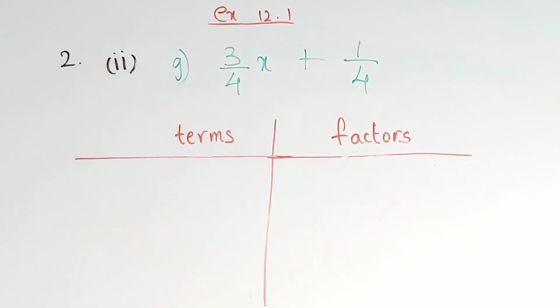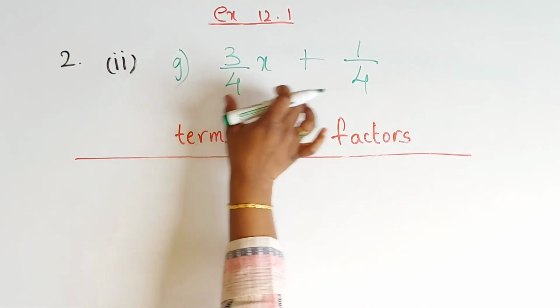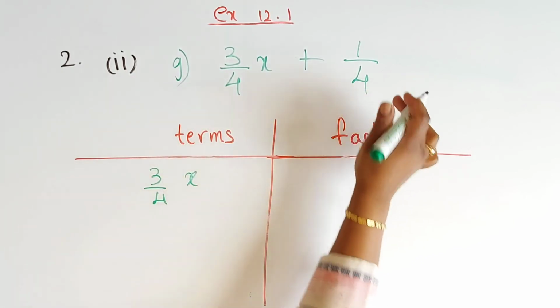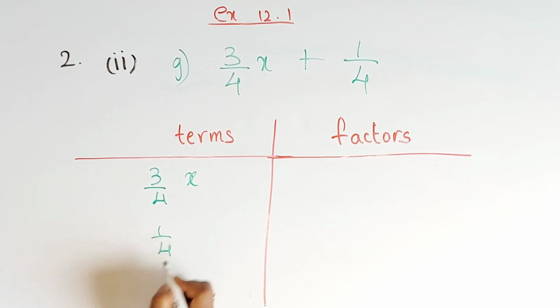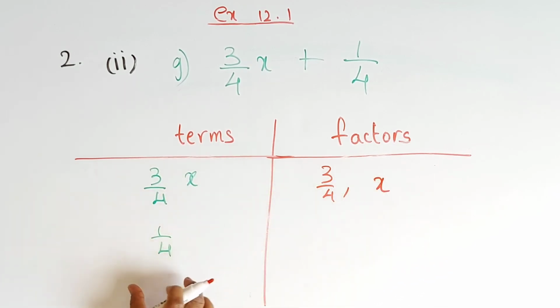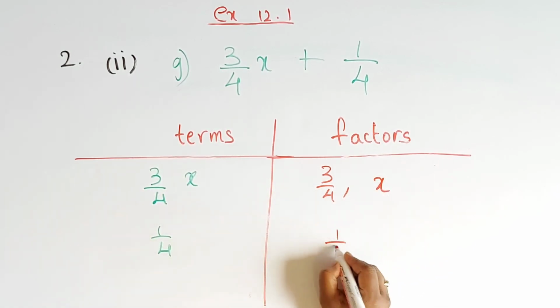Next one, 3 by 4x plus 1 by 4, children. Here also we have two terms. First one is 3 by 4x and the second one is 1 by 4. Now see here, we have 3 by 4 as one factor and x is another factor here, and for the second term, only 1 by 4 is there.